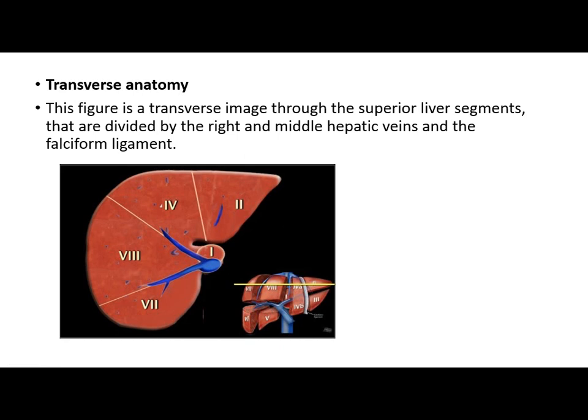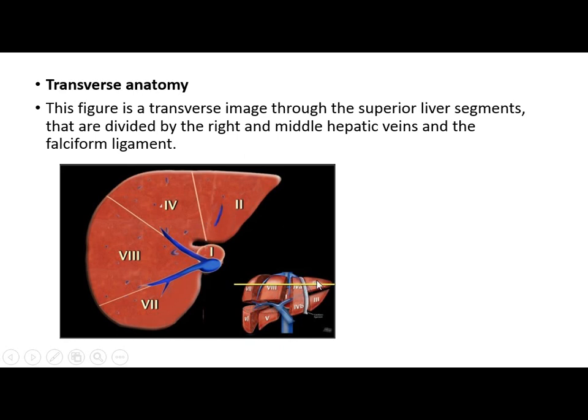Transverse anatomy. Look at this transverse plane in the upper part. We'll talk about the upper segments according to the portal vein. It is divided by the right and middle hepatic veins and the falciform ligament. This is the middle and this is the right hepatic vein. The middle, as we said, will divide the liver into the left and right lobe, and the right lobe is divided into segment 8 and segment 7 by the right hepatic vein.